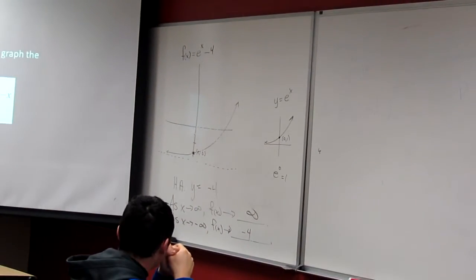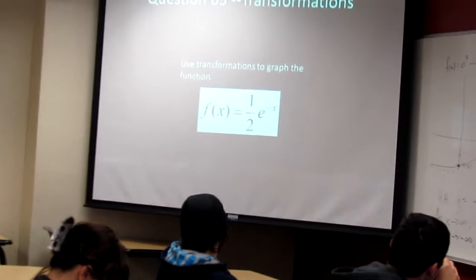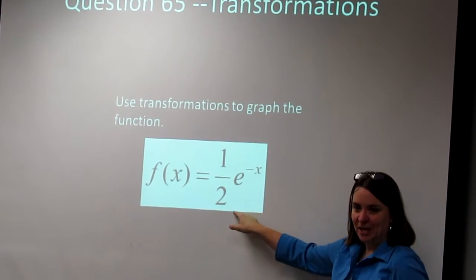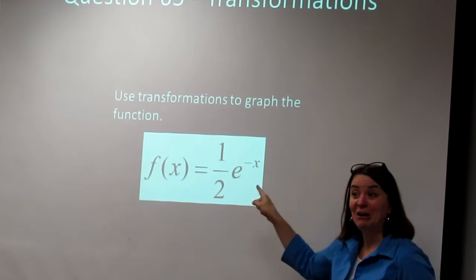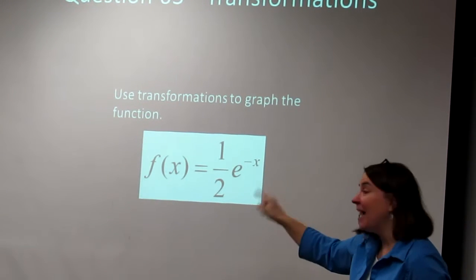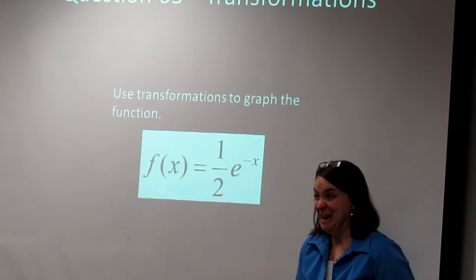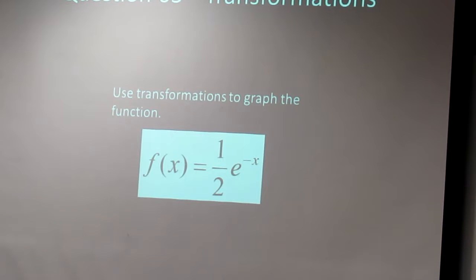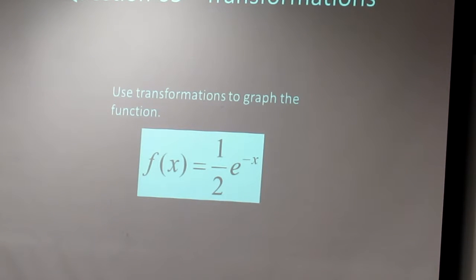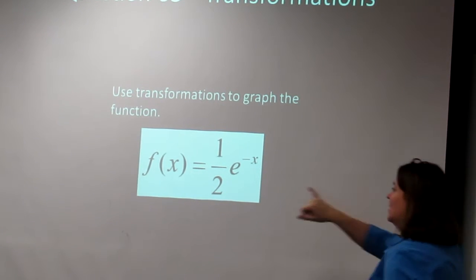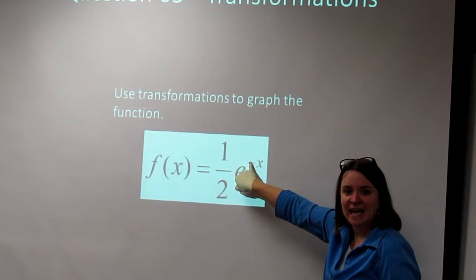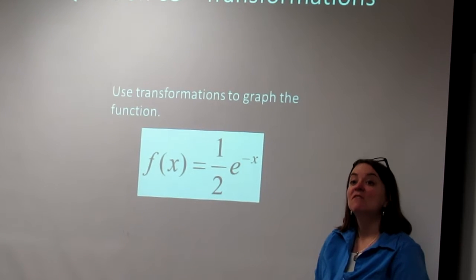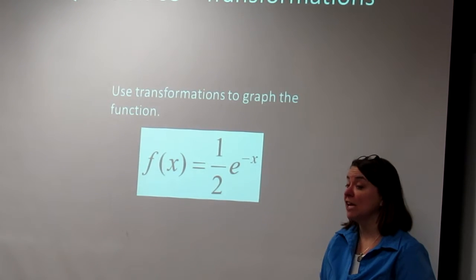Final example. Do you know what to expect in terms of shape and y-intercept before you graph it on your technology? 1/2 e to the negative x. So what does this negative tell you about the shape of the graph? It's going to be flipped somehow, a reflection.